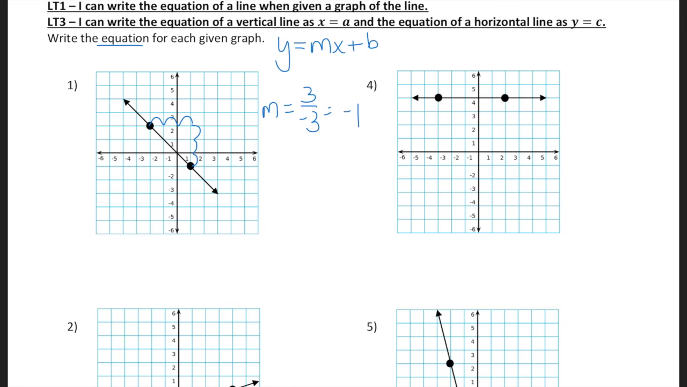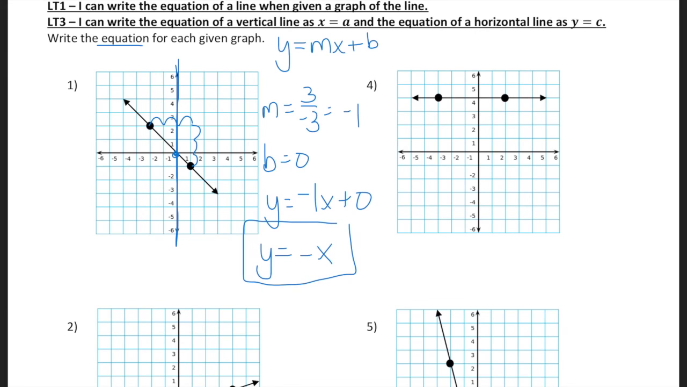And then our y-intercept here is the y-axis, and we are crossing right here at 0. So b equals 0. So the equation for this line would be y equals -1x plus 0. However, you will never see it written like that. First of all, you'll never see coefficients of 1 or -1 written. -1x is the same as -x. And you'll never see plus 0, ever, ever, ever. So this is what the final form of your equation would look like.